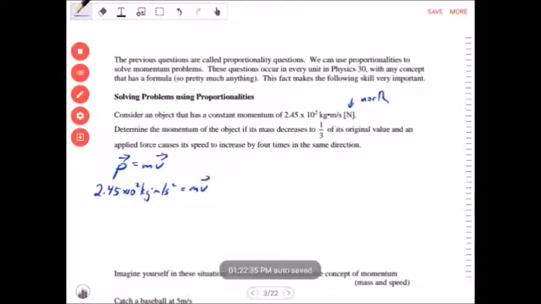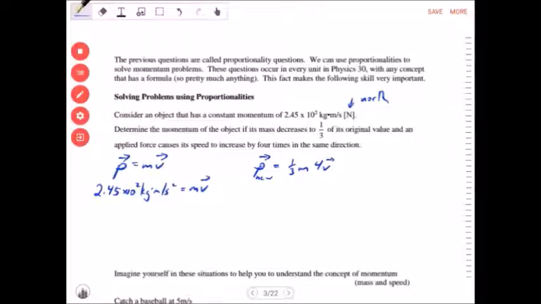So mv. Now let's write the equation again and put in all the stuff. Our new momentum, and we could write new underneath that if I really wanted, but it's not a big deal. What did we do? We took the mass and decreased it by 1/3, so we have 1/3 m. Then some kind of a force made our speed increase 4 times, so now I've got 4v.